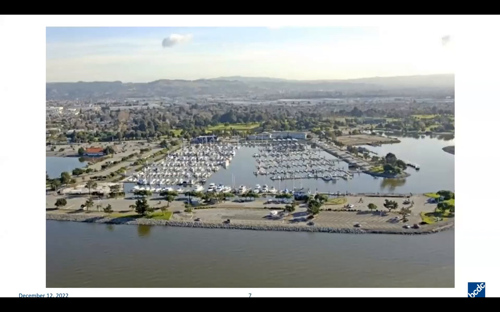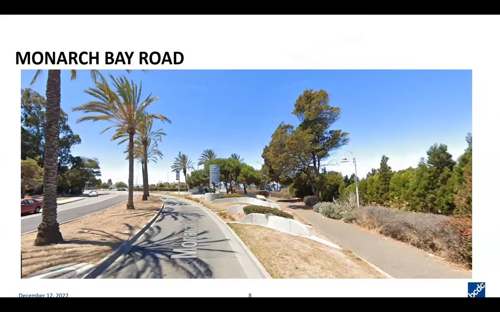Here's an aerial that came out of one of the city's presentations back in 2016. I think it's a nice image and does help to show that the site is mostly paving. Here's the approach to the marina coming from the north on Monarch Bay Drive. You can see there's a little sidewalk to the right that leads to the parking lot at the top of Mulford Point where it ends.